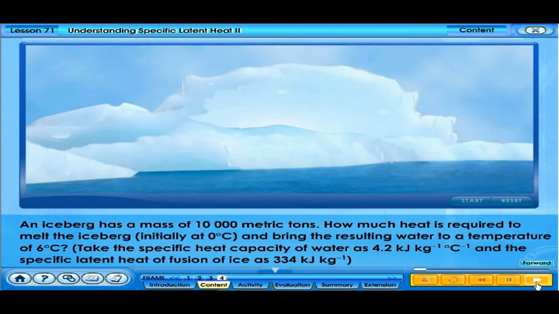An iceberg has a mass of 10,000 metric tons. How much heat is required to melt the iceberg, initially at 0 degrees Celsius, and bring the resulting water to a temperature of 6 degrees Celsius? Take the specific heat capacity of water as 4.2 kilojoules per kilogram per degree Celsius, and the specific latent heat of fusion of ice as 334 kilojoules per kilogram.